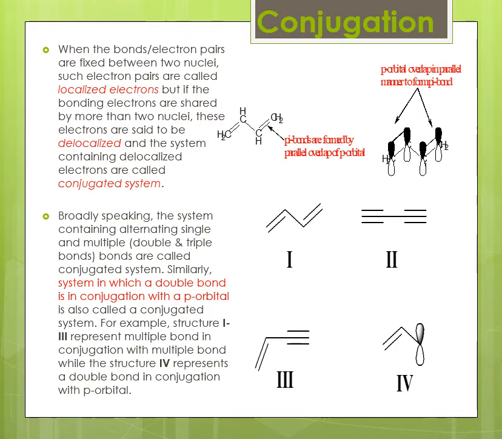You can see that structures number 1, 2 and 3 are examples of multiple bonds in conjugation with multiple bonds, while structure number 4 presents a double bond which is in conjugation with a p orbital. So all of these are types of conjugated systems, right? Whenever a system is in conjugation, it is compulsory that electrons are delocalized. Electrons cannot remain localized in a system that is conjugated.